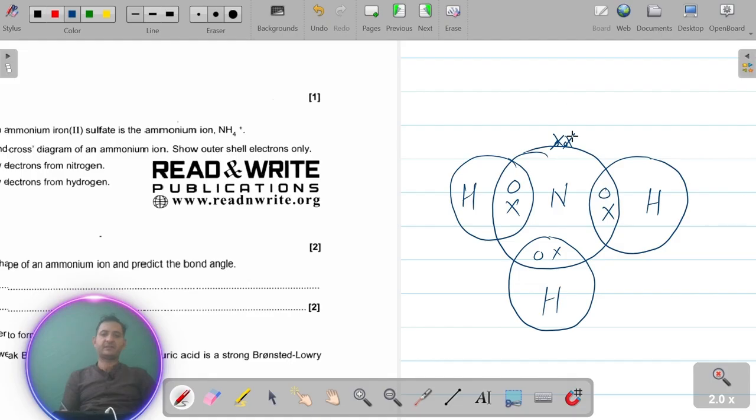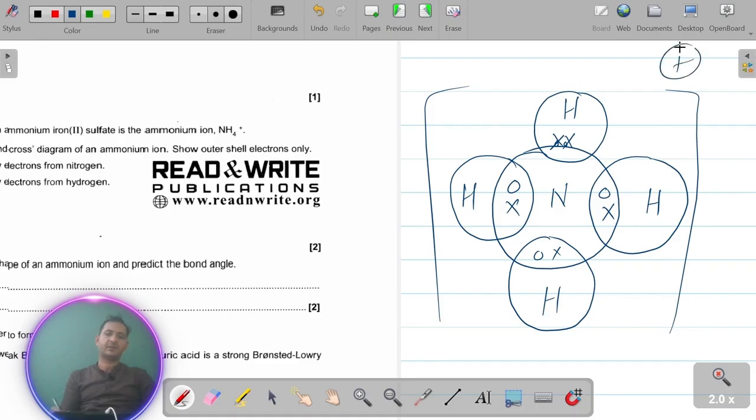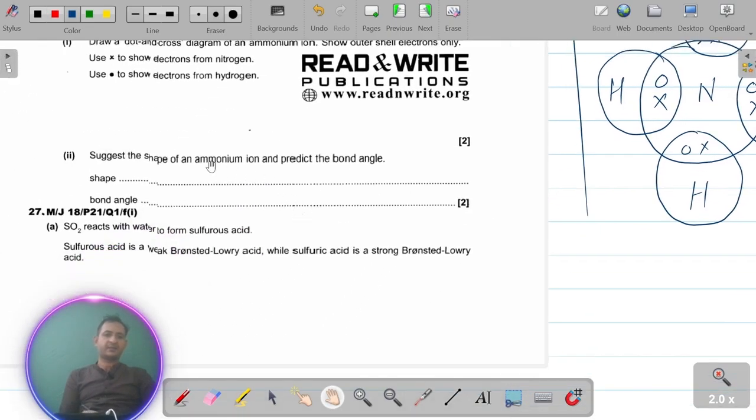So now we have this electron pair here, like it is a dative bond. In a dative bond, these electrons are donated toward this hydrogen. Okay, it is a dative bonding. And overall, if I draw the charge, it is positive, because now nitrogen is using this extra lone pair of electrons. This is the shape of the ammonium ion, and predict the bond angle.